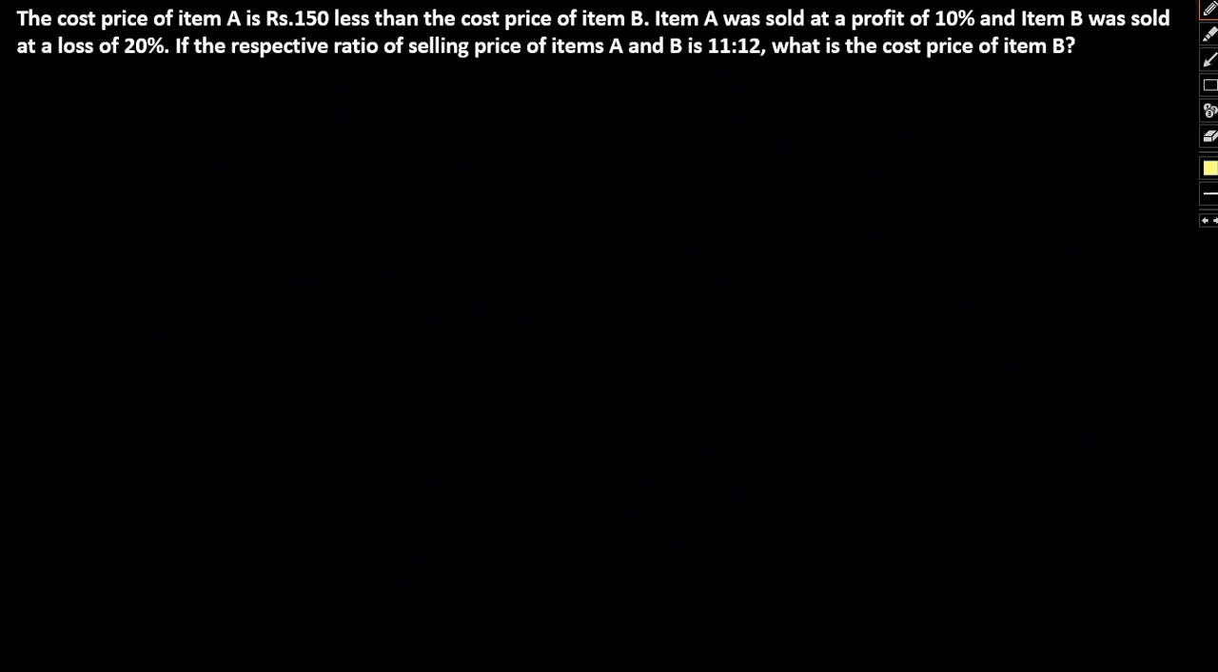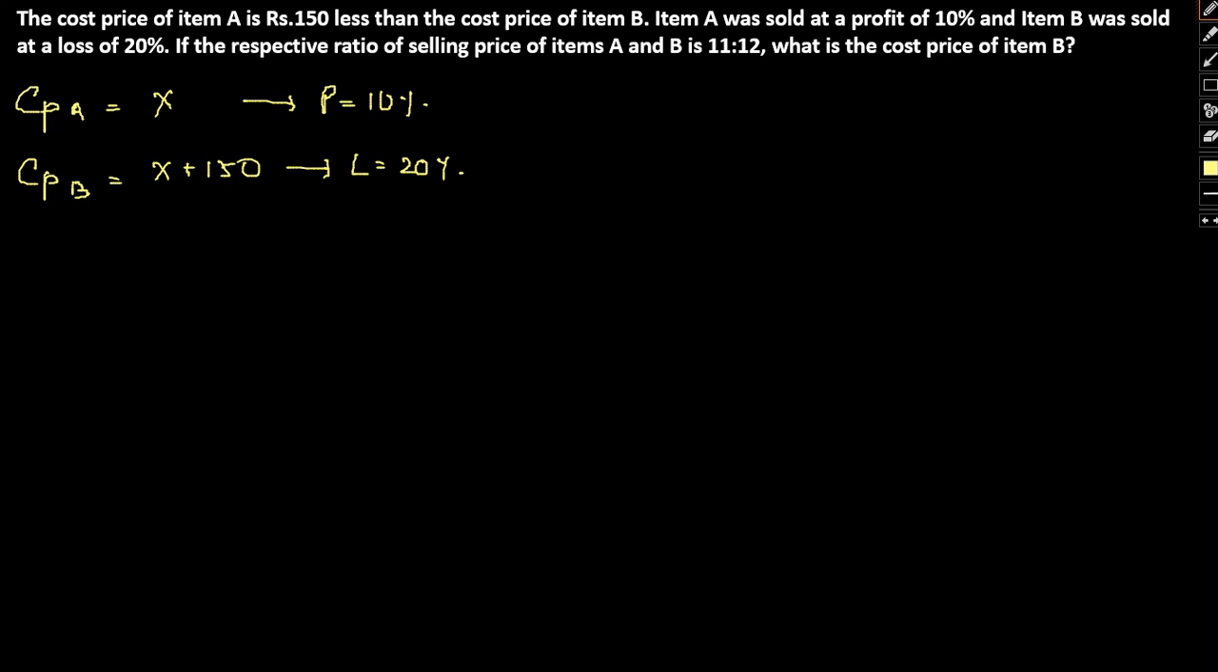So let's say CP of A equal to x. Therefore CP of B equal to x plus 150. The condition is met. Now this was sold at a profit of 10%, right? So here profit equal to 10%, here profit equal to 20%. Okay, so if we take out the profit, SP of A will be 1.1x, 10% profit.